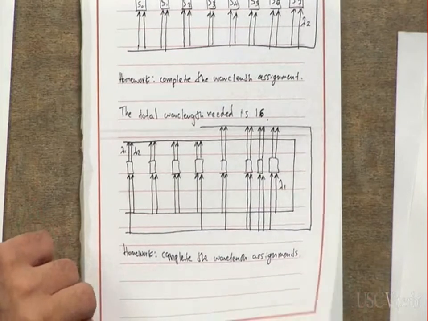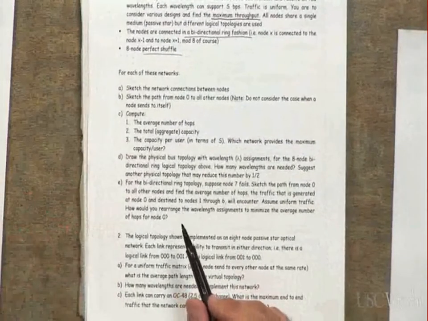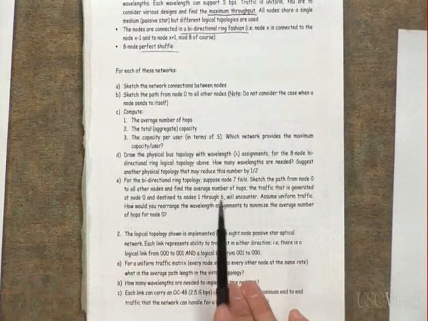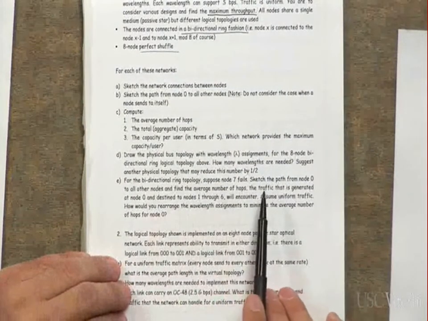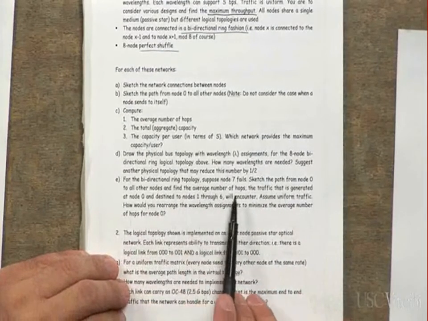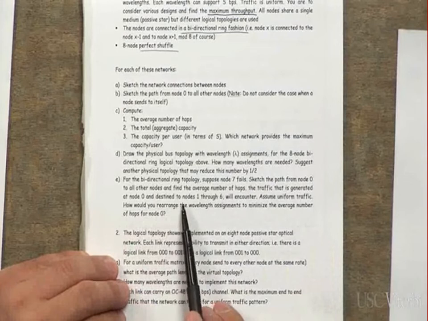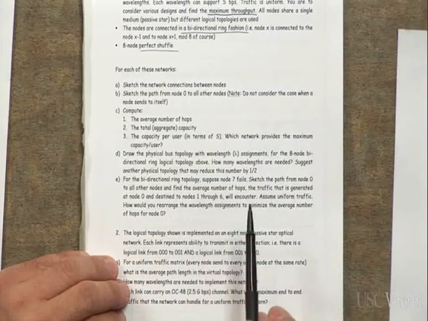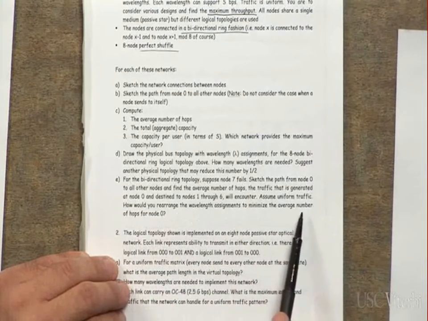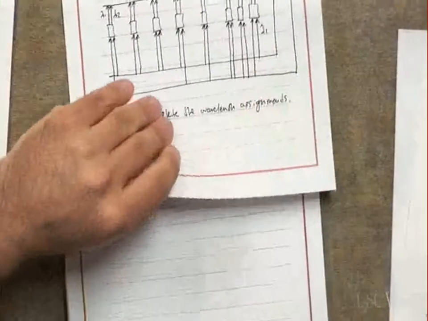Right. Now, it's a long problem and we're running out of time. Okay, for the bidirectional topology, suppose node 7 fails. Sketch the path from node 0 to all other nodes and find the average number of hops that the traffic generated at node 0 and destined to nodes 1 through 6 will encounter. Assume uniform traffic. How would you rearrange the wavelength assignments to minimize the average number of hops for node 0?